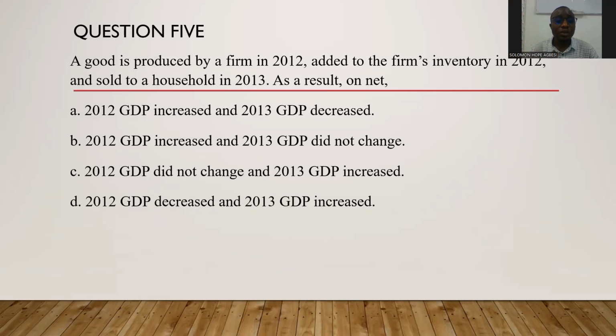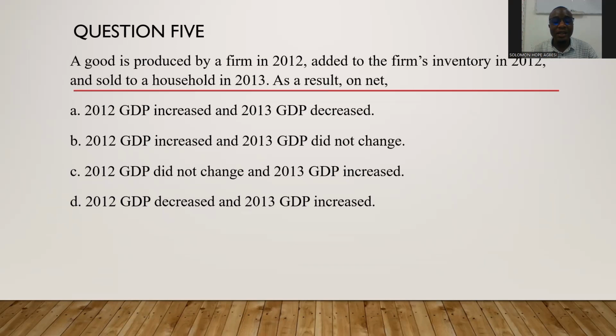The last one. A good is produced by a firm in 2012, added to the firm's inventory in 2012, and sold to a household in 2013. As a result, on net, A, 2012 GDP increased and 2013 GDP decreased. B, 2012 GDP increased and 2013 GDP did not change. C, 2012 GDP did not change and 2013 GDP increased. D, 2012 GDP declined and 2013 GDP increased.